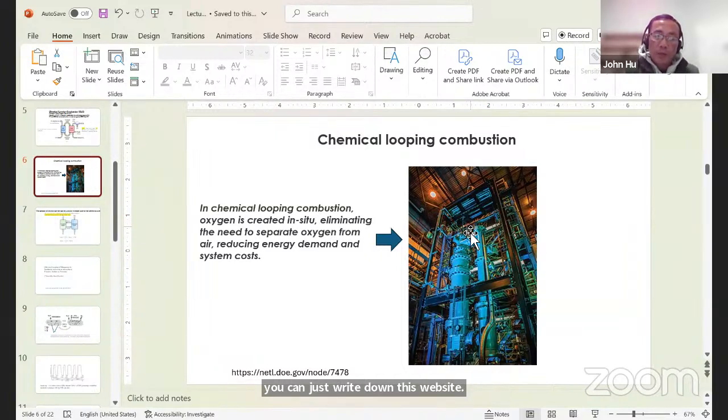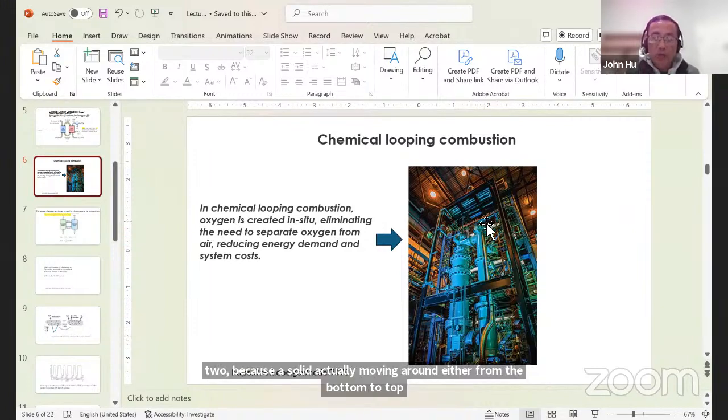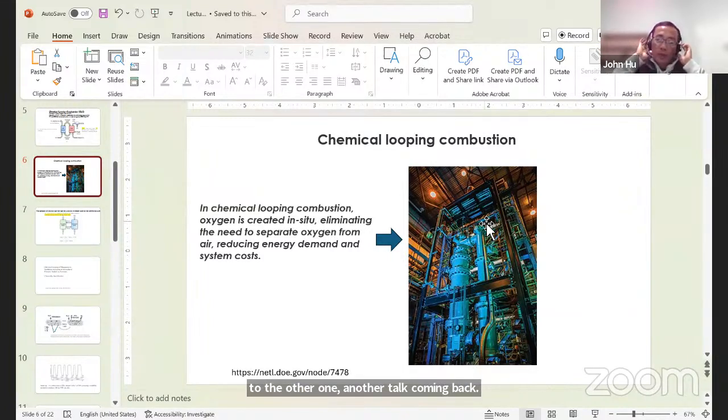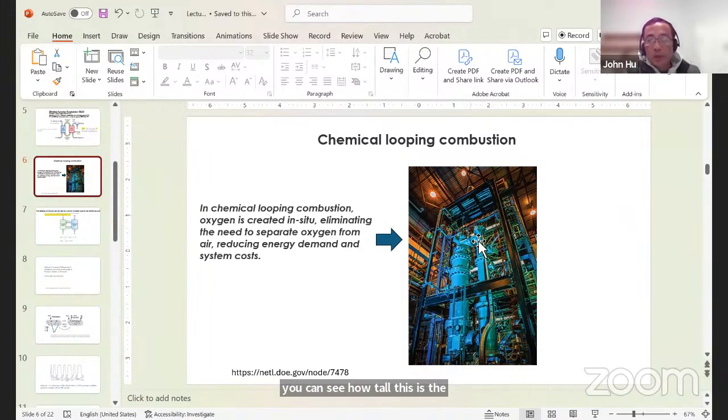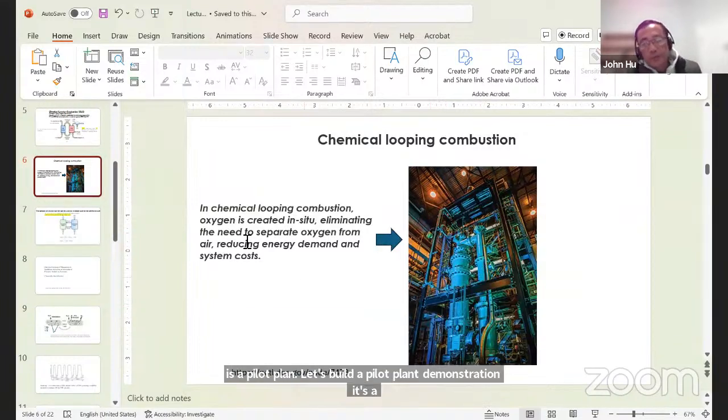And then obviously you see the two vessels, all right? 1 and 2, because the solid is actually moving around, from the bottom to the top to the other one, and then the top coming back. It's circulating. Okay, so this is really hardware. And by the way, this is not even commercial. You can see how tall this is. This is a pilot plant, a built pilot plant demonstration. It's fully automated and engineered.